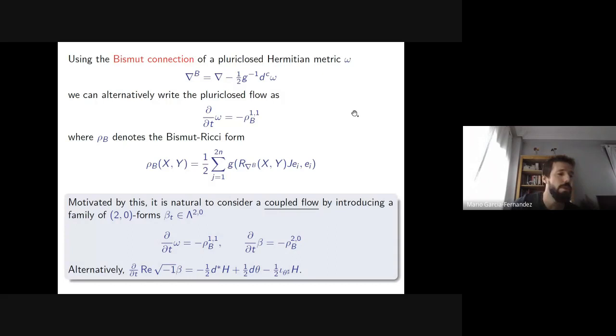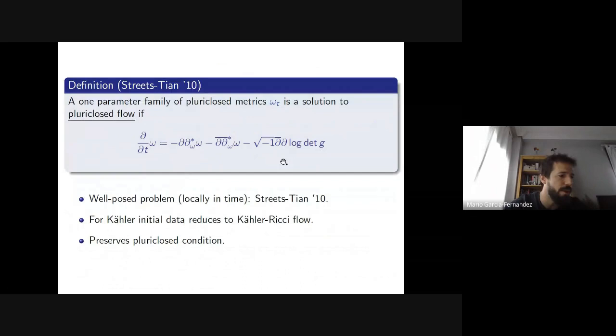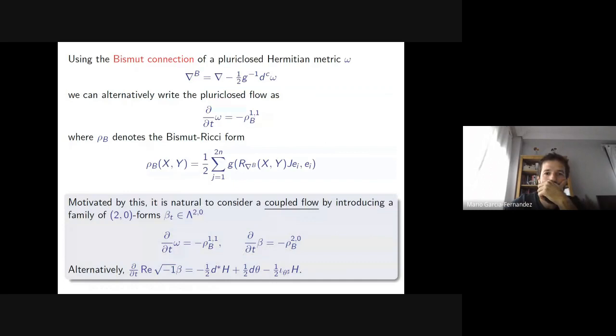Let me give you this other interpretation in terms of the Bismut connection. So as I told you, this flow looks weird just because we were thinking of it in terms of the Chern connection. So when I wrote the flow, I emphasized this term here. Let me go back. I emphasized this term here, which is the Chern Ricci potential. And then these two terms look very weird. And the reason this looks weird is because we are not taking the right connection.